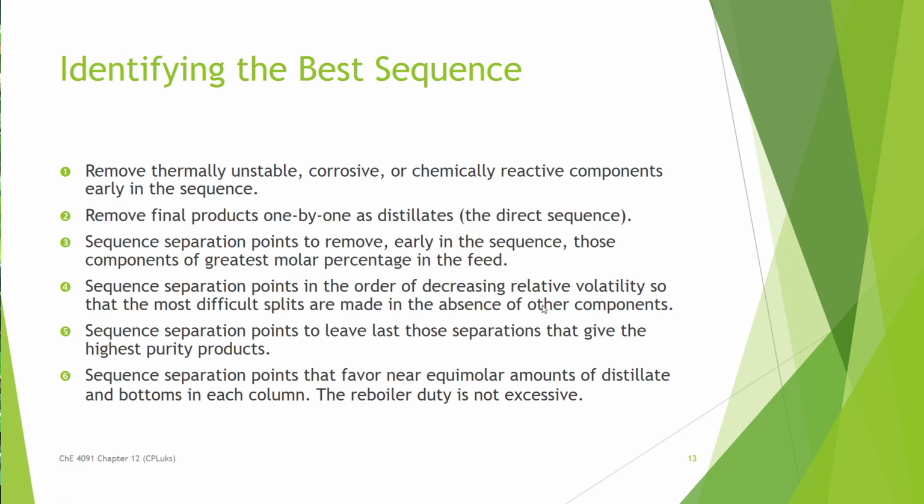So the best sequence follows, again, these rules of thumb or heuristics. So first you would probably want to remove anything that's thermally unstable, corrosive, chemically reactive early, because those are your troublemakers. They're going to have a lot of special care in the separation sequence, special materials perhaps. And so if you can remove them early and isolate them, everything else will be easier.